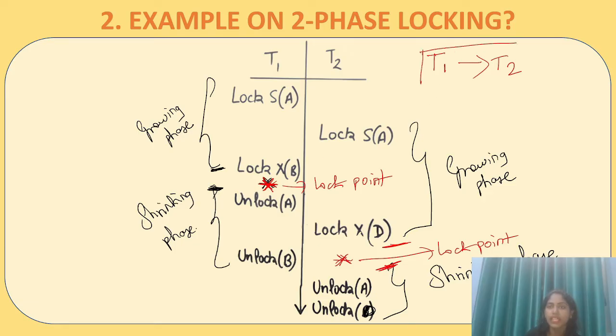So this is the serializable schedule for two-phase locking when it is used for this T1 and T2 transaction. So they are in serializable mode. Always they will be serializable. The schedule will be serializable. There is no doubt in that.